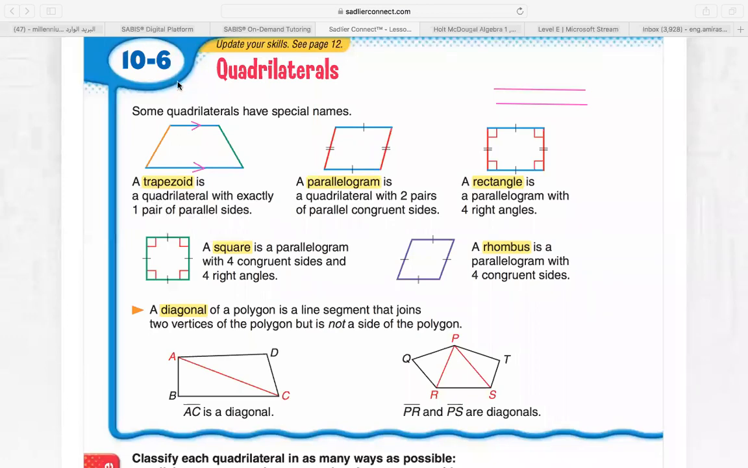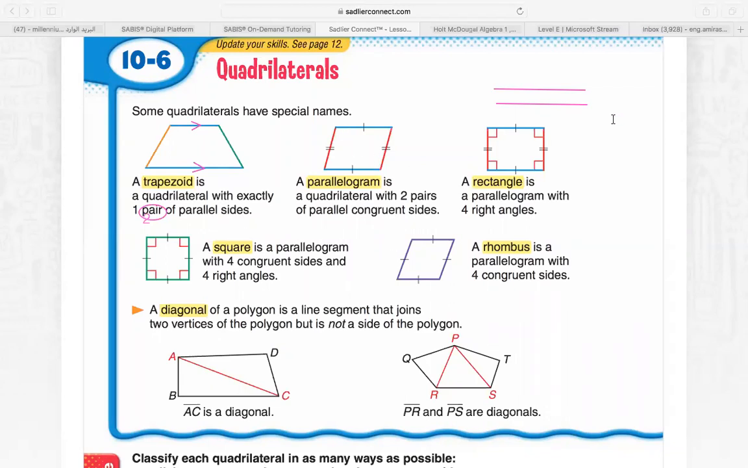What is the meaning of pair? It means 2. Pair means 2 things. So 1 pair means 2 parallel sides. If I have 2 pairs, it means 2 and 2, so I have 4 parallel sides. Okay? Let's go to the parallelogram.